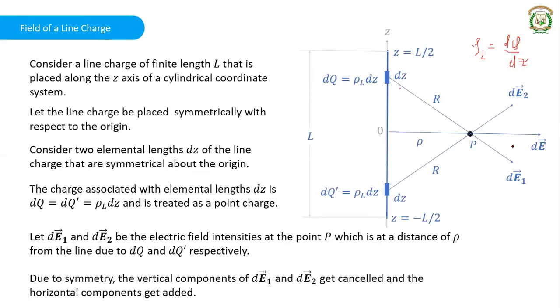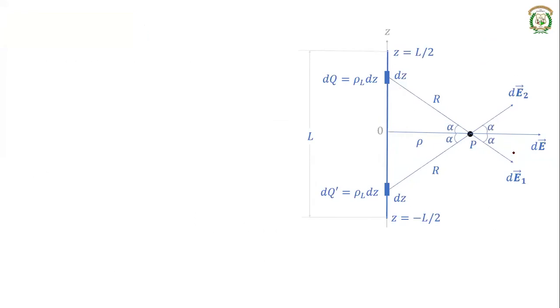So what are these vertical and horizontal components? For example, suppose this is angle alpha. Suppose there is a vector, some vector A.